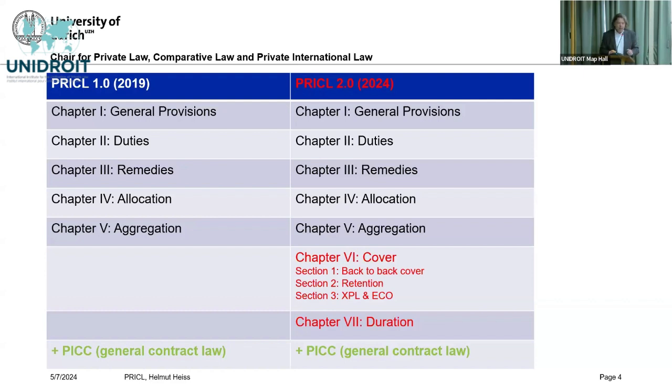And on this point, the PRICL differ from the PICC. The PICC want to codify international standards of commercial contract law, and they say that any international trade usage known to the parties and so on will actually take priority over the PICC. With us, it's different. To a large extent, we codify international trade usage.